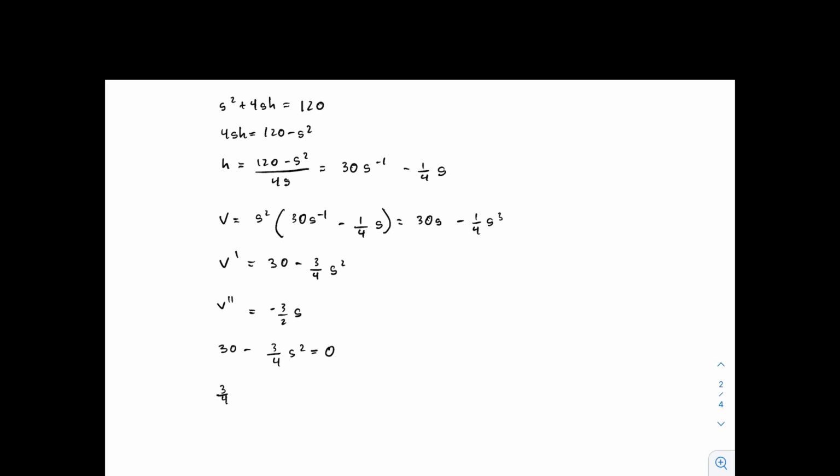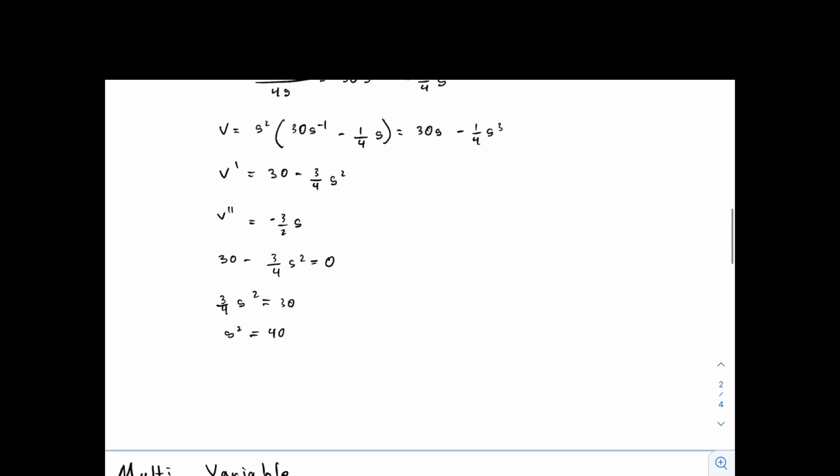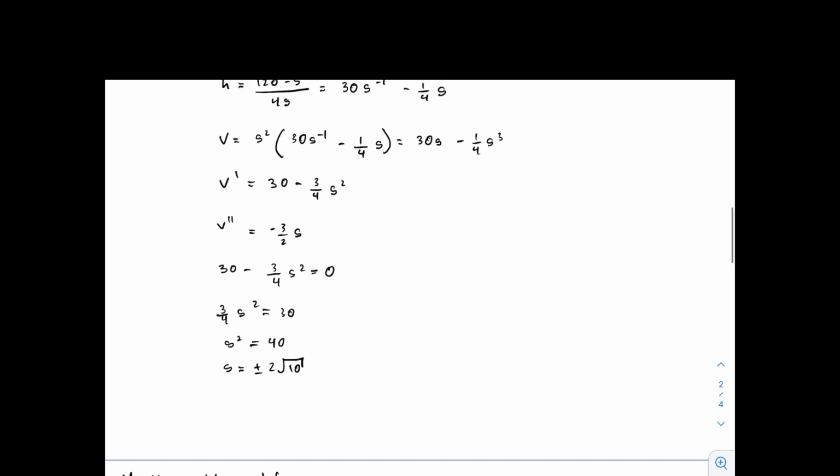So 3/4 s squared equals 30. S squared is equal to 40. And in theory, s could be plus or minus 2 square root 10. However, because we're dealing with lengths, the negative solution doesn't really make sense. And so we're really only going to consider s is equal to 2 square root of 10.